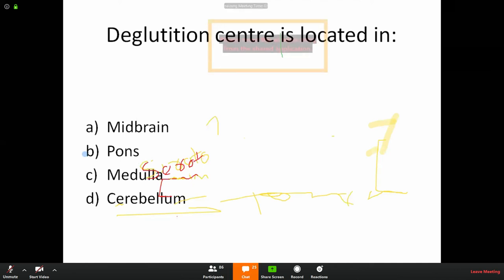Then the deglutition center is located in midbrain, pons, medulla, cerebellum. You have to remember there is pons also, right? So if there is no medulla in the options, then you can tick the pons also, because it is present in the upper portion of the medulla and the lower portion of the pons. Yes or no? So if there are both medulla and pons in the options, you tick the medulla. If there is no medulla option, then you tick the pons.